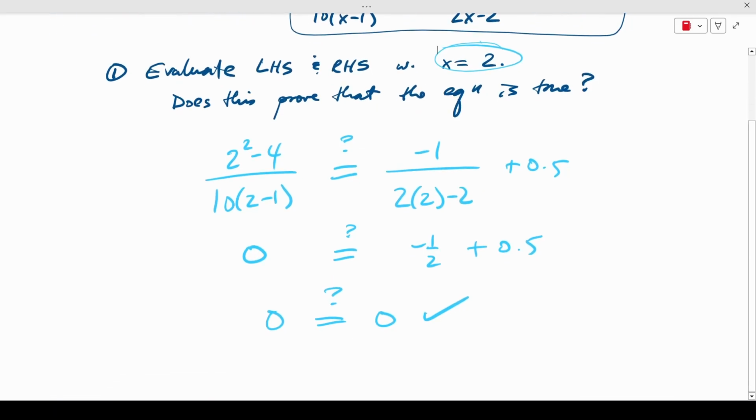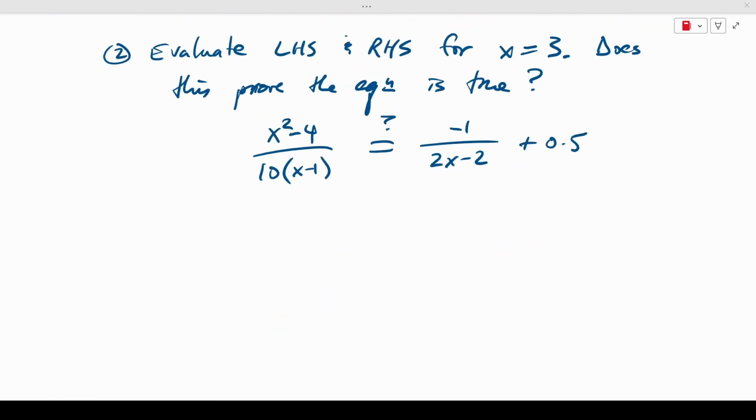Okay, here comes warm-up number 2. So now I want you to do the same thing, but with x equals 3. It's the exact same equation. Evaluate the left-hand side, the right-hand side for x equals 3, and then answer the question, does this prove that the equation is true? Pause the video, go ahead and do it.